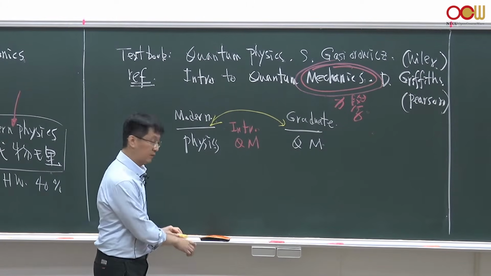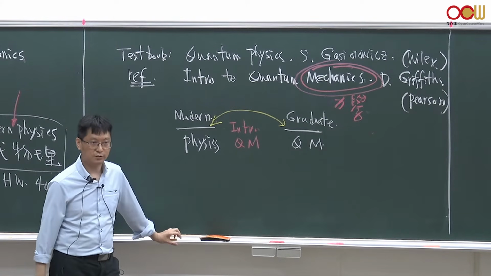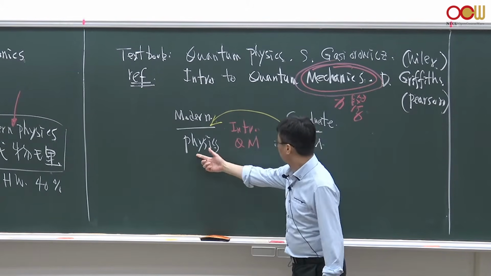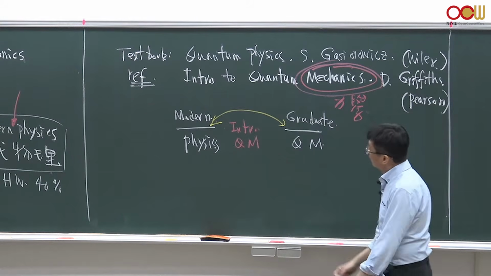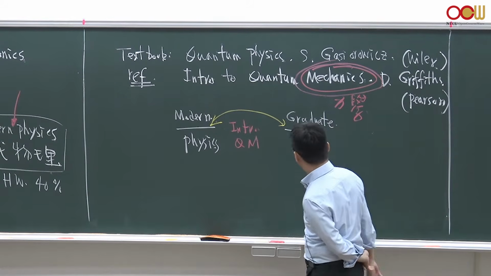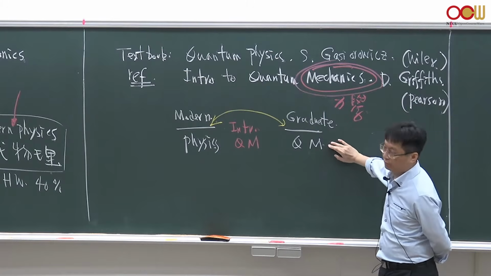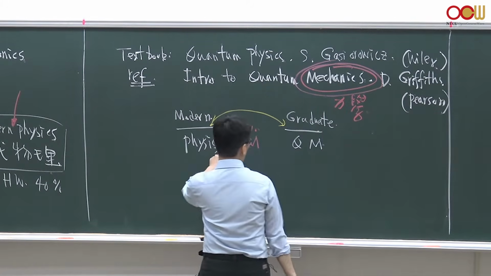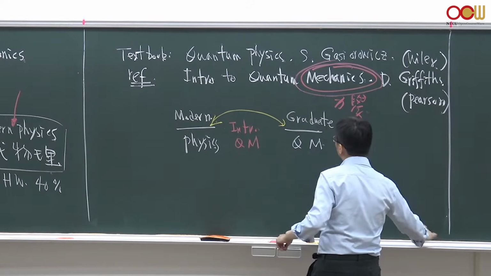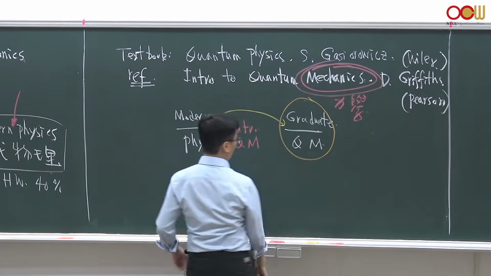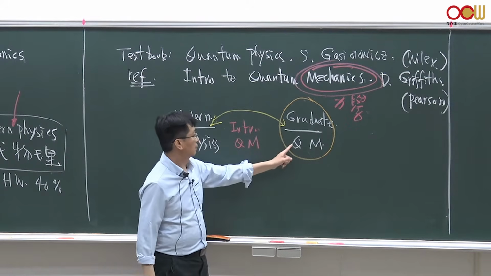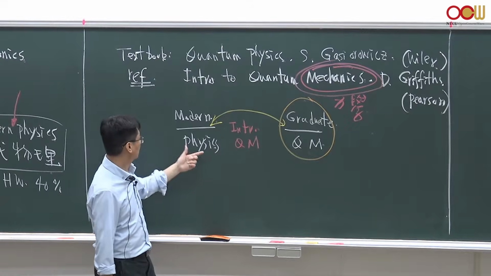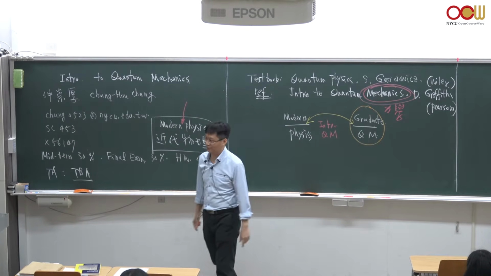Whether you are attending graduate schools in physics or not, it's your option, but this course is the bridge over this more phenomenological approach of modern physics and the more mathematical graduate level quantum mechanics. So it's a mixture of the two, but we'll put more emphasis on how to really learn graduate level quantum mechanics, given the fact that you only learned modern physics.